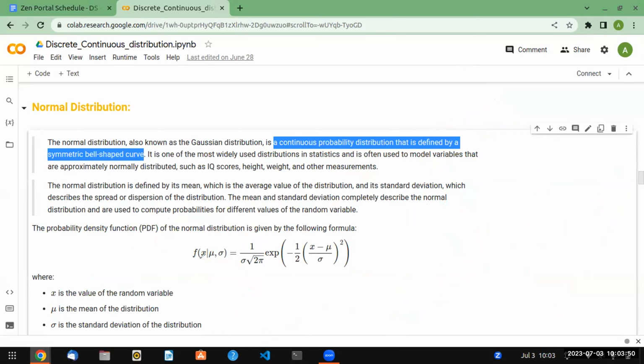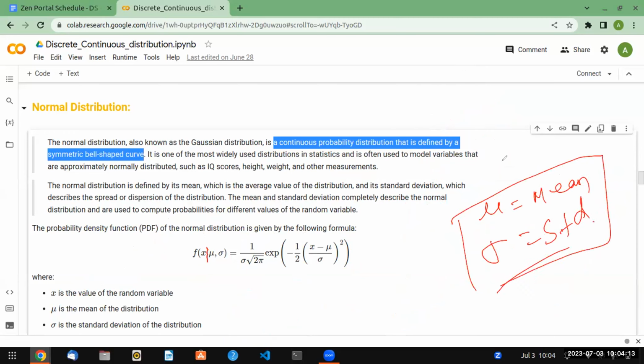Now, particularly if you come here, this is f of x. These are also two variables: mu and sigma. Mu is the mean and sigma is the standard deviation. So if you have your data, you can calculate these two terms, isn't it?